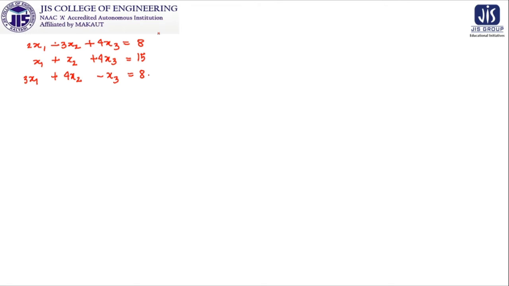So we are now going to check what my matrix A is here. In this context, I can write it as Ax = B, where my capital A is, yes, I know all of you can identify, 2, -3 and 4, then 1, 1, 4, and then 3, 4, -1.